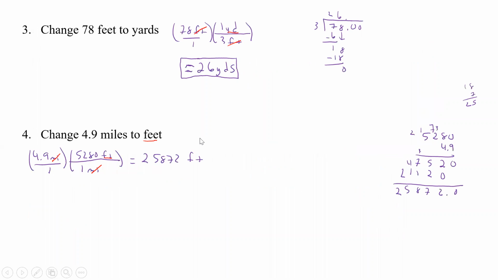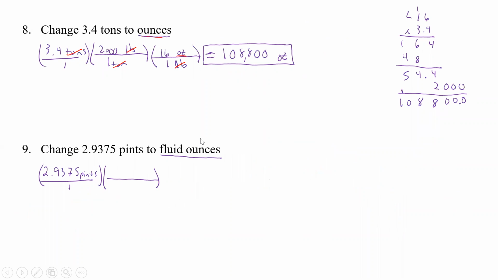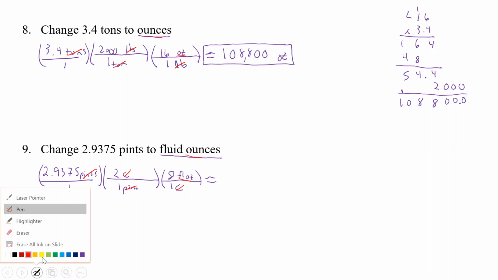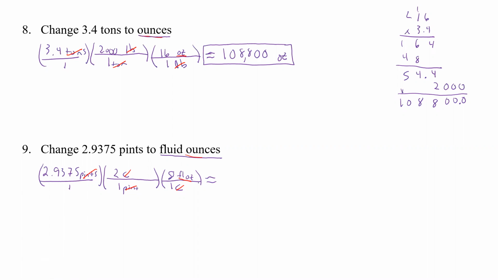So let's go back to that. So if we remember here, 1 pint is 2 cups. And then 1 cup was 8 fluid ounces, okay? And so then with this, let's make sure we have everything canceled. Pints cancel pints, cups cancels cups. We're left with fluid ounces and fluid ounces, so that looks good. And so now it's just a matter of multiplying this out.